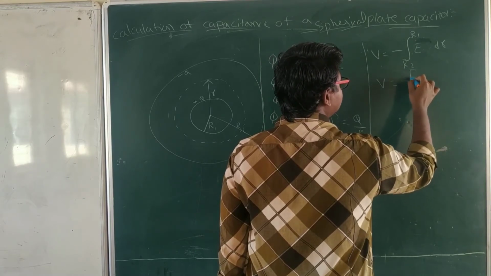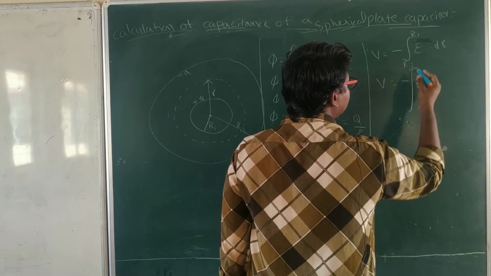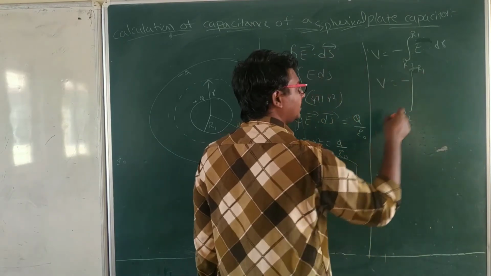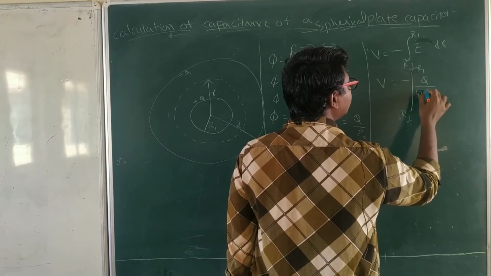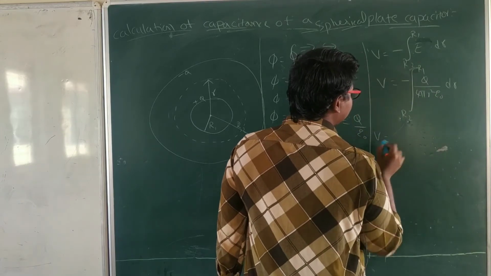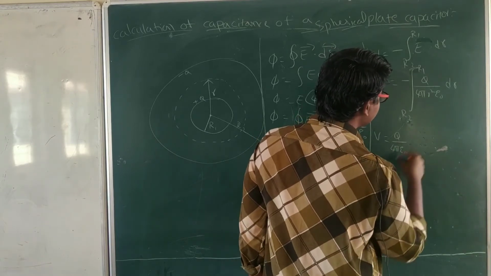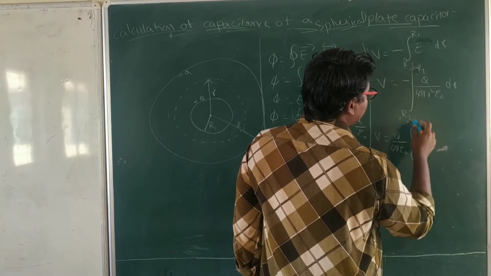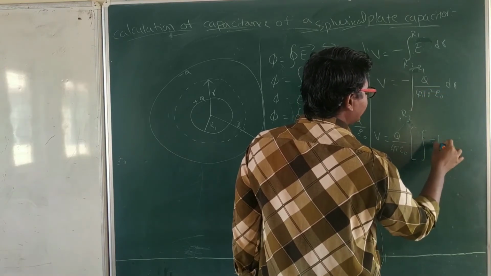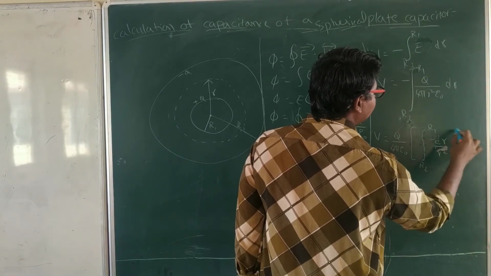And V is equal to minus of the E value integration. Here R1 and here R2. E value just now we found Q by 4 pi r square epsilon naught. Let's keep that one. Q by 4 pi r square epsilon naught into dr. That is V is equal to Q by 4 pi epsilon naught into integration of 1 by r square dr. Minus 1 by r square, okay, dr, and here r2, here r1.